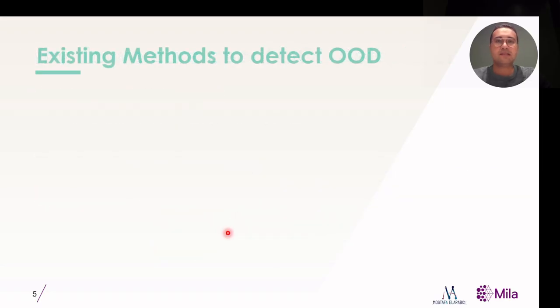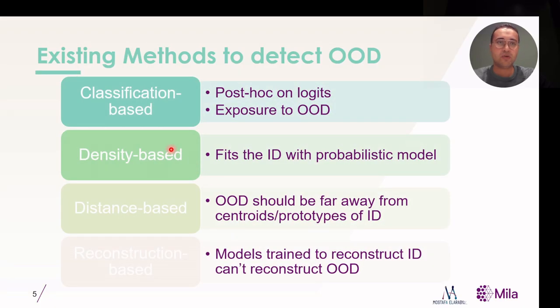So what are the existing methods to detect OOD in a fast manner? We have the classification based methods that work post hoc on logits, softmax, and energy scores. We have a different family of methods that works by getting exposed to OOD data during training, like outlier exposure. You have the density based, where you fit your in distribution representation with a probabilistic model. You have the distance based, in which you assume the OOD data should be far away from your in distribution data.